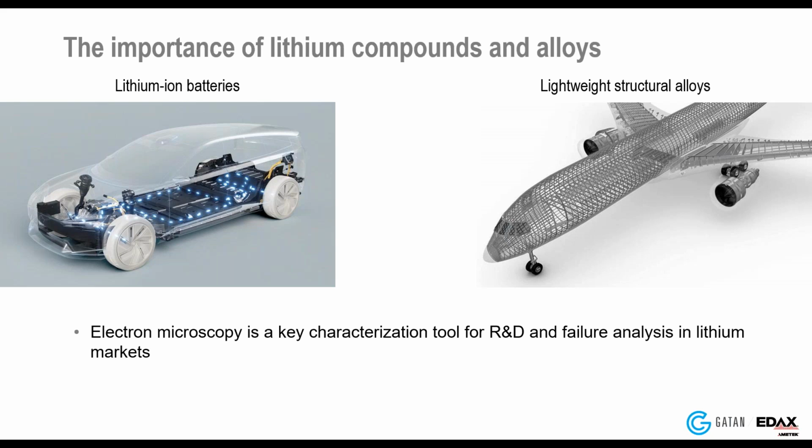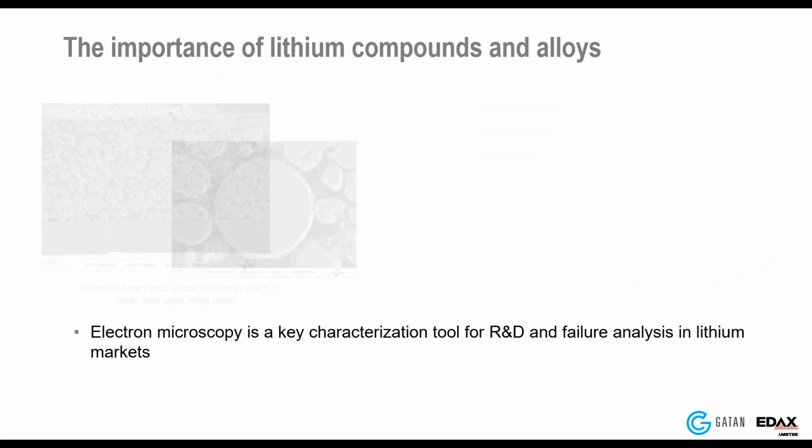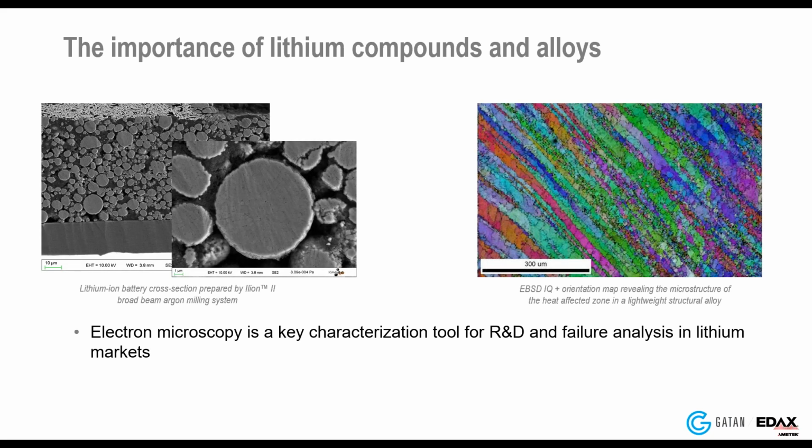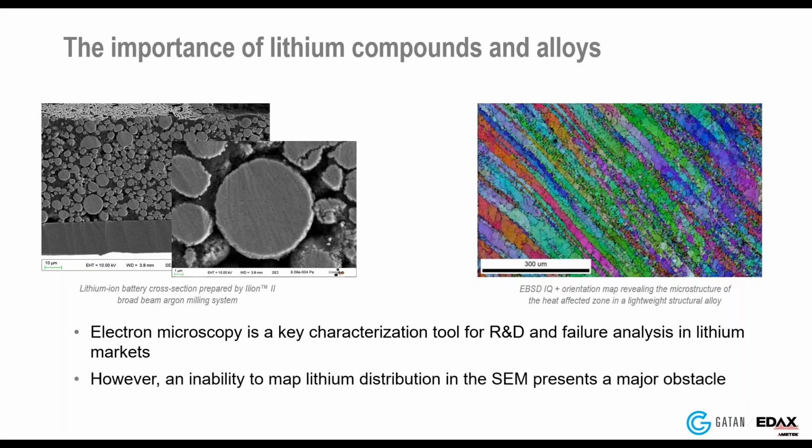Now, electron microscopy is already a key tool for characterization of many of these types of materials and devices, whether that's in research and development, quality control, or inspection. From understanding things like the mechanical degradation mechanisms, packaging failure analysis, to quantifying structure, particles, voids, porosity, tortuosity, to mapping crystallography and chemical composition on a micro or even a nanometer scale, the uses of electron microscopy are wide and varied. However, there is one significant hurdle, and that's an inability to map the lithium distribution in a scanning electron microscope.